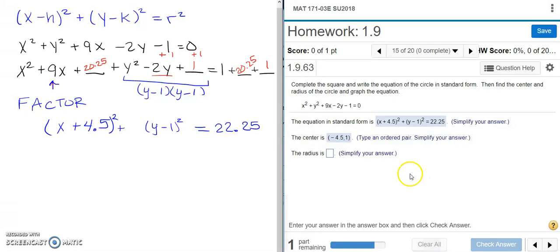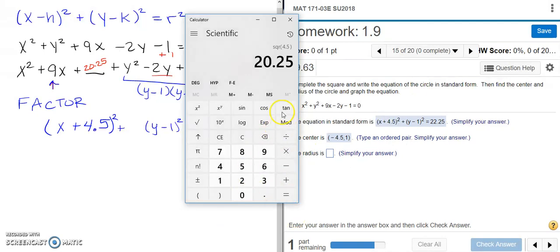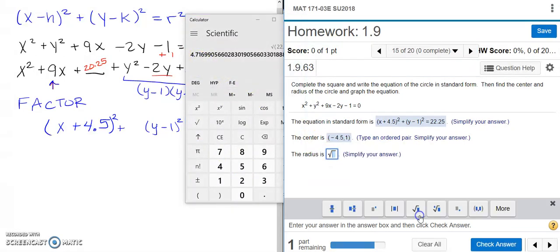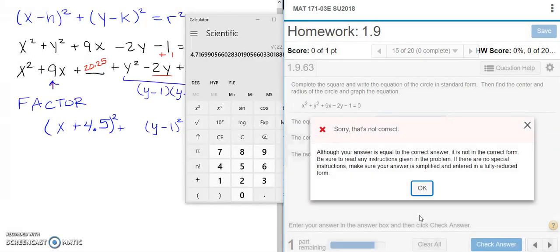My radius is the square root of 22.25. So let's clear that. We're going to do the square root. Oops, I hate this. I wonder if they want us to type it as square root of 22.25. See, sometimes you have to play with MyMathLab to make sure you see what they want.